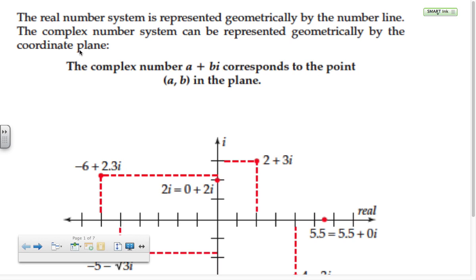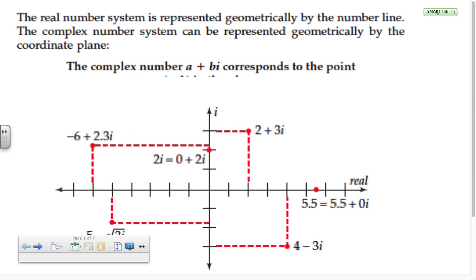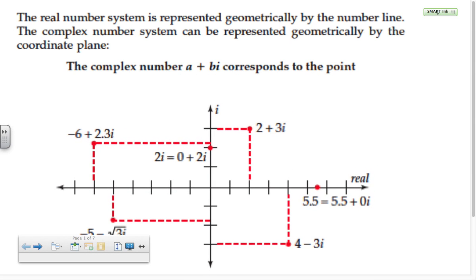And this uses some trig, which is why we had to do that lesson yesterday. So if you have a number a plus bi, because remember I can't combine a and b because b has an i attached to it, they correspond to the point (a, b) in the plane. So for example, this point right here, 2 plus 3i, your real number is your x value, your i value is your y value. So it's going to be over 2 and up 3, and that's the coordinate point that associates with it.